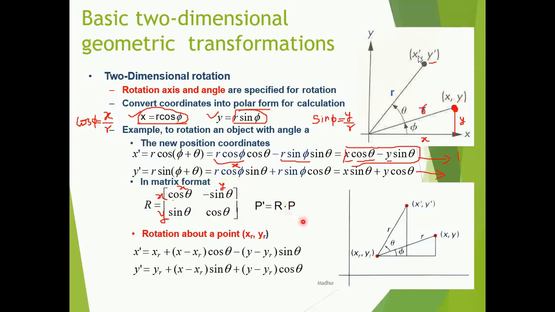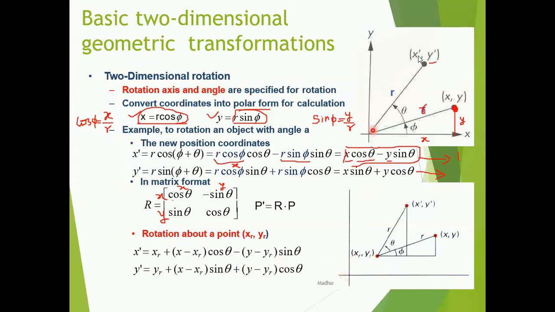P is again the x and y values you will be writing. You know how to write it from the previous slides, the same way you write a column matrix for p dash and p, but r will be a 2 cross 2 matrix. Up to here we have considered the pivot position, or the rotation point, as the origin, 0, 0. But now let us take this position to somewhere else. Let us see what happens to the rotation equations.